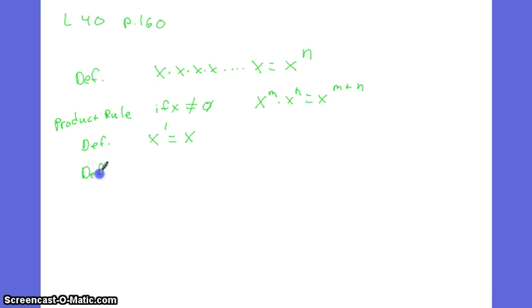Another definition with that, if x is not 0, then x to the negative nth power equals 1 over x to the n. We do the reciprocal. And another definition, if x is not 0, then x to the 0 power equals 1. Okay, so that's a review. What we're talking about today is the quotient rule for exponents.